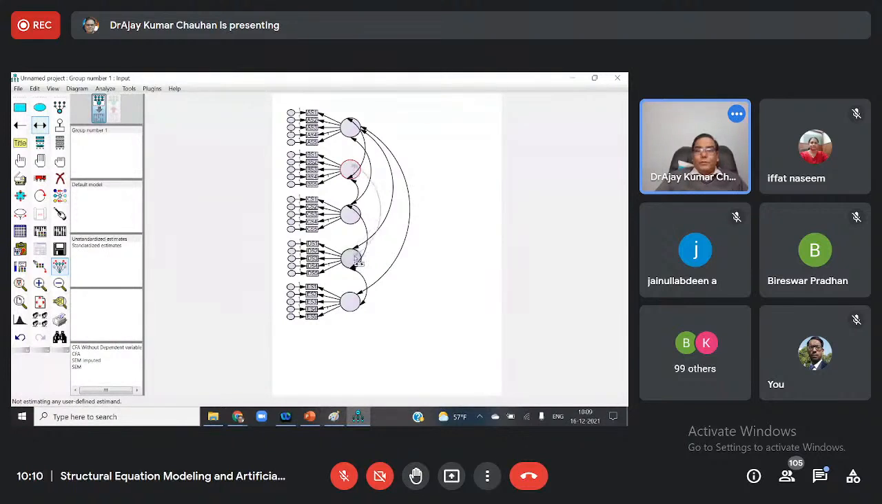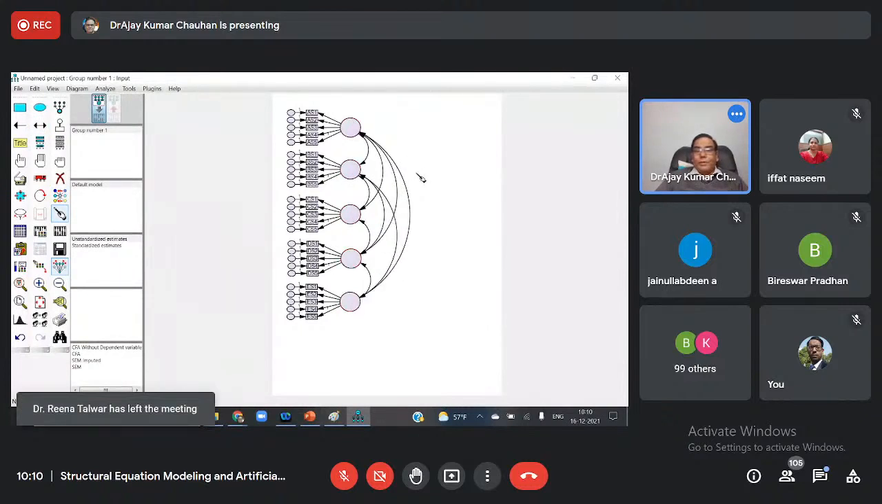And now I'm going to use the model. So now my model is ready. Okay, and I think this is not connected. Okay, so we can make this CFA diagram like this, and all the error terms we can fill from here.